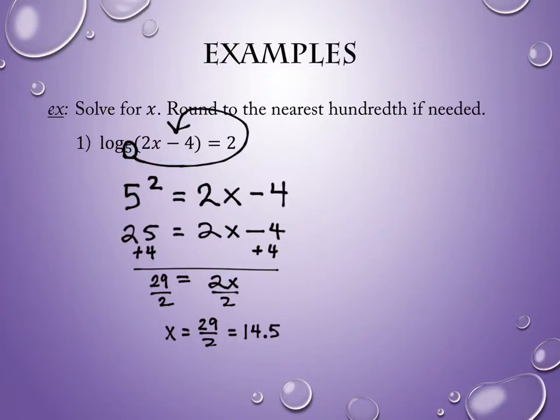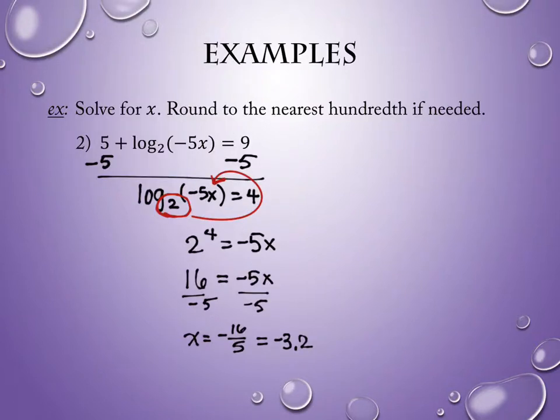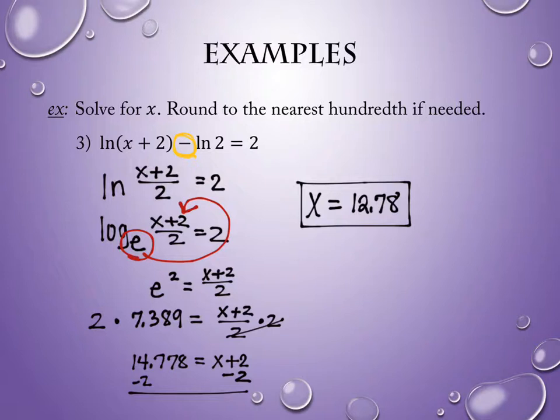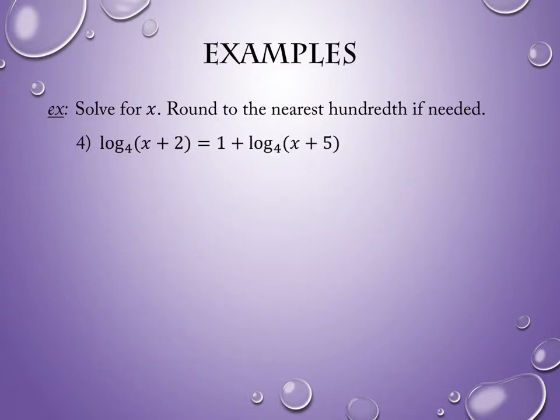So this one was 14.5. If I multiply 14.5 by 2 and I subtract 4, do I still have a positive number? Yeah, I do. How about the negative 3.2? Here's the inside of my log, right? Negative 3.2 times the negative 5 would give me a positive, so we're good to go on that one. And then the 12.78 on this one, plus 2, also positive, right? Okay, so we're checking as we go along.